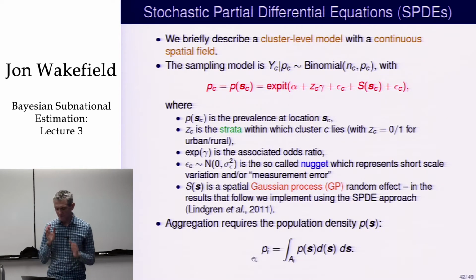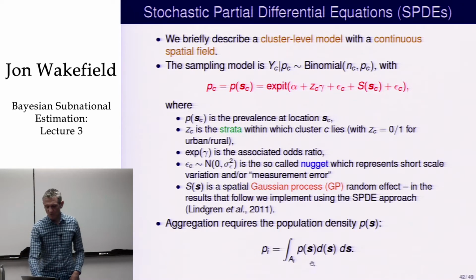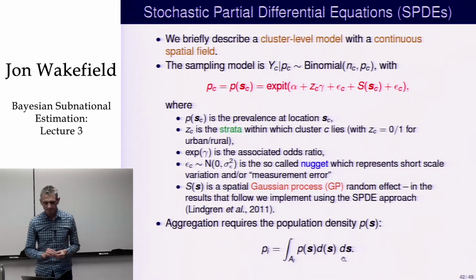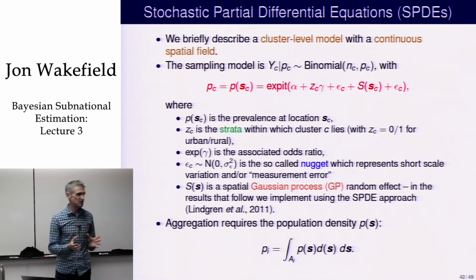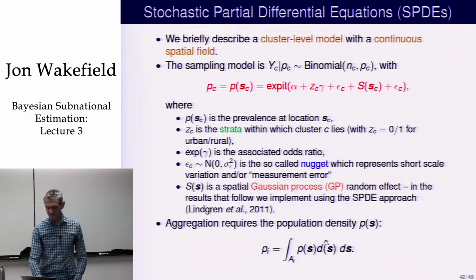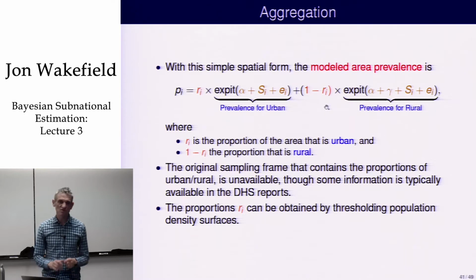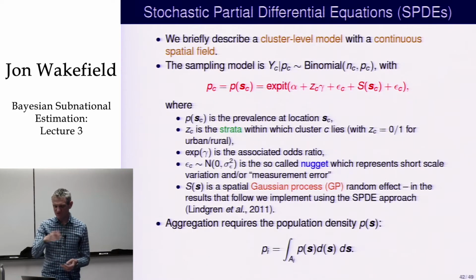Before that, the other snag here is that we need to aggregate up from the point level now to the area level. The way we can do that is just by integrating. So we average the risk surface with respect to population density. If we do that, we get the average risk in the area. But we need a complete population density surface here. So this is the analog of the previous step. There we just needed the proportion urban-rural because we'd assumed the risk is flat within each of those strata. Here we assume the risk is varying, and so we need to average over that risk.